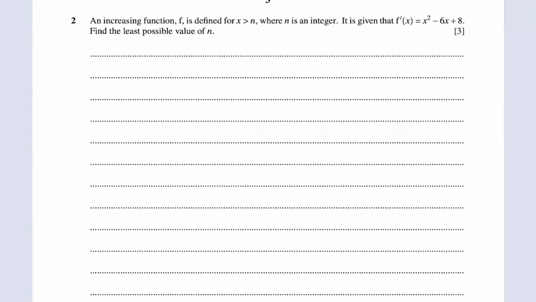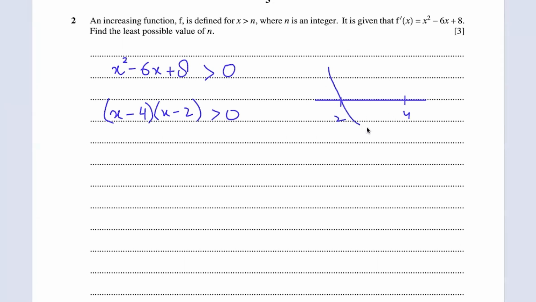In this question, we have an increasing function f where x is greater than n and n is an integer. The derivative f'(x) is x² − 6x + 8. Now, as it is an increasing function, we know that the gradient dy/dx is greater than 0. Factorizing this, we get (x − 4)(x − 2) greater than 0. So plotting this on a graph, the lowest value is 2 and the highest value is 4.